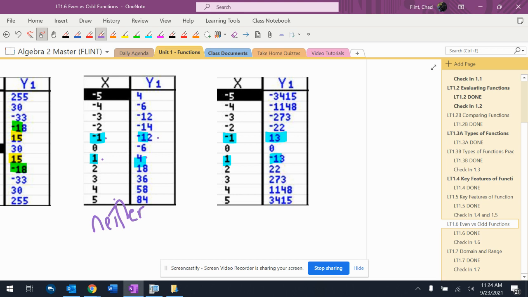All right, and again, if you look here, what's going on at 1, at 2, at 3, the sign changes for the y. All right, so if 3 is 273, -3 is -273. That's what happens when it's odd. And again, if you're not sure, plot them. All right, plot them, flip it upside down, and see what happens.